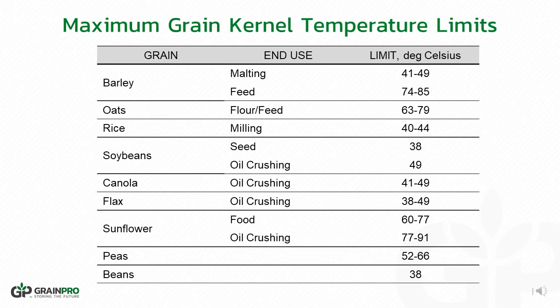Canola for oil crushing, 41 to 49 degrees Celsius. Flax for oil crushing, 38 to 49 degrees Celsius. Sunflower for food, 60 to 77 degrees Celsius. Sunflower for oil crushing, 77 to 91 degrees Celsius. Peas, 52 to 66 degrees Celsius. And beans, 38 degrees Celsius.